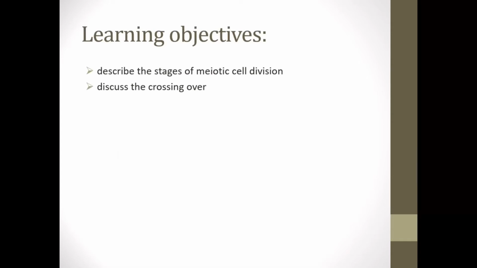Last module, we discussed mitosis. So right now, we will discuss another type of cell cycle, which is meiosis. So let's have our learning objectives first. At the end of this module, the student should be able to, number one, describe the stages of meiotic cell division, and number two, discuss crossing over.